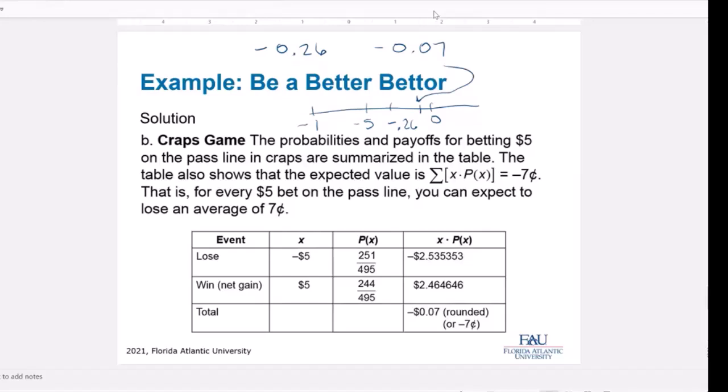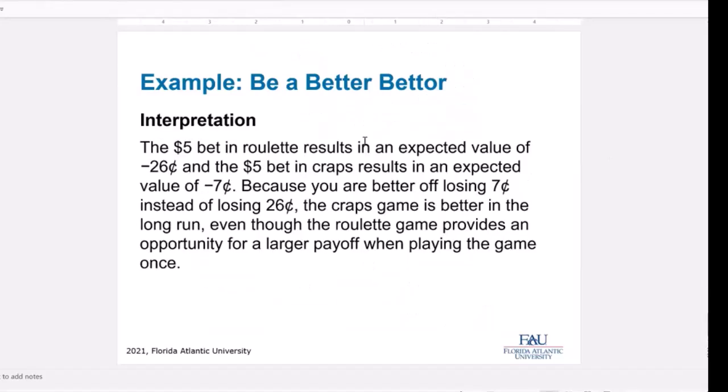What I want to do is play craps. The $5 bet in roulette results in an expected value of negative 26 cents, and the $5 bet in craps results in an expected value of negative 7 cents. Because you are better off losing 7 cents than losing 26 cents, the craps game is better in the long run, even though the roulette game provides an opportunity for a larger payoff.